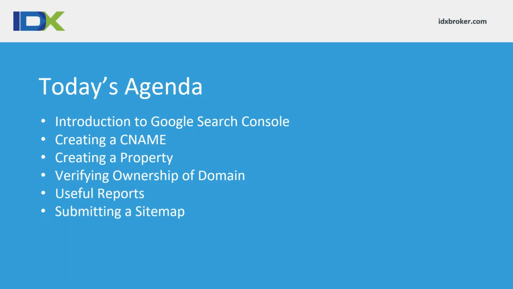So today we're going to go over a brief introduction to what Google Search Console is, creating a Cname or a custom domain and a subdomain, using a subdomain with IDX Broker, and then creating a property within Google Search Console. That's what it's called when you claim your domain within Google Search Console. It's called a property. And then how to verify the ownership of your domain. How do you prove to Google that you own your website? And then some useful reports within Search Console and how to submit a sitemap.